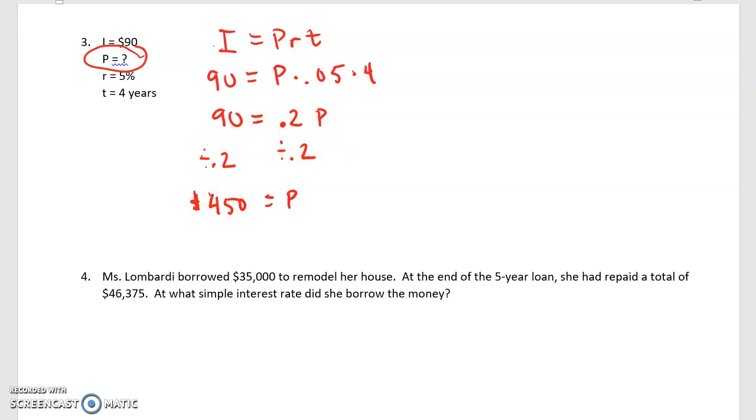And one thing I want to note here again is that you can always check your answer by going back to your PRT formula. So if we substitute 450 in for P and we multiply that by 0.05 and by 4, we should end up with 90. So we're always able to check our work and make sure it makes sense. So let's look at this last one.